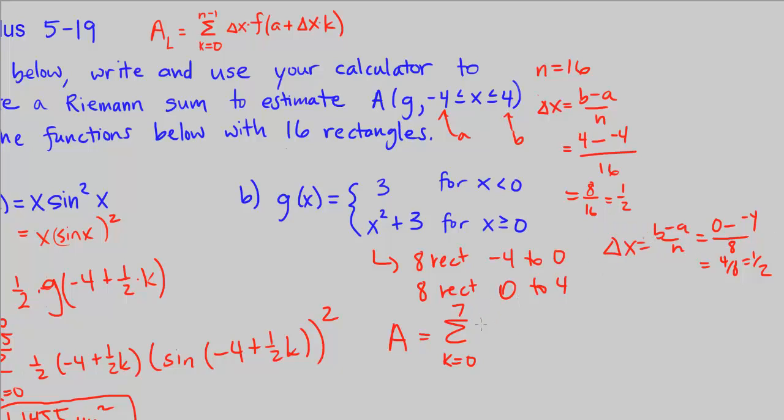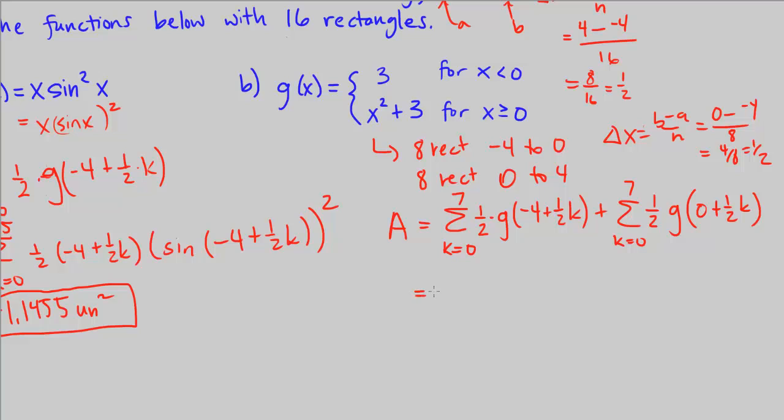So for this one we have delta x times g of a, we're starting at -4 plus 1/2 k. Okay? Plus, we're going to go from k equal to 0 to 7, and delta x, again I'm just copying this, times g of, now instead of starting at -4, we're starting at 0. 0 plus delta x, which is 1/2 times k.